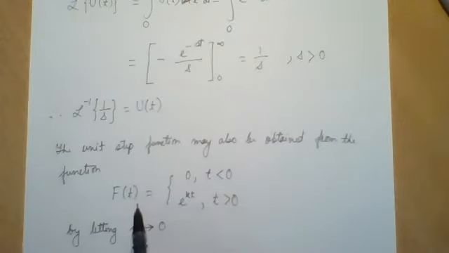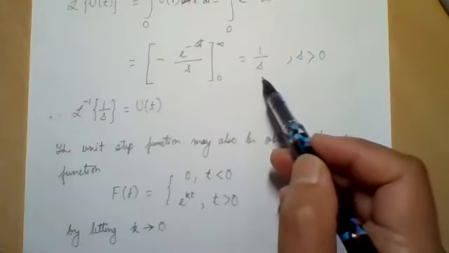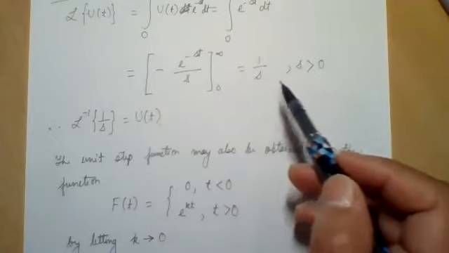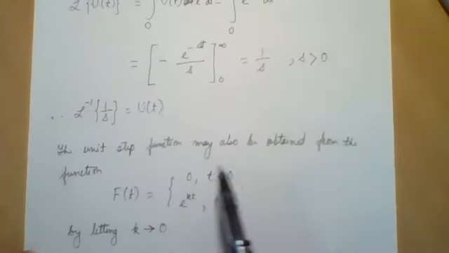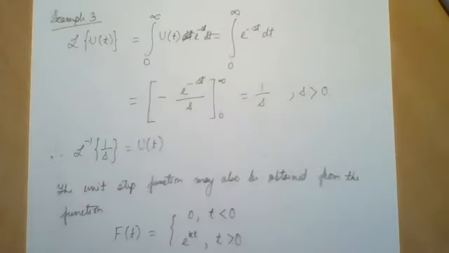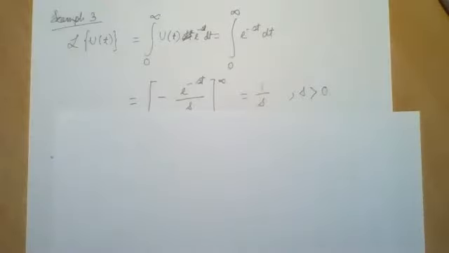And when we take the Laplace transform of this function, we get 1 by s minus k. And in the limit k tends to 0, the Laplace transform becomes 1 by s, similar to the result which we have obtained just a few moments earlier. So this is the Laplace transform of the unit step function. Okay, then let us consider another example.